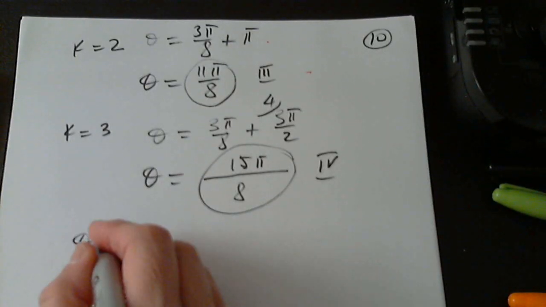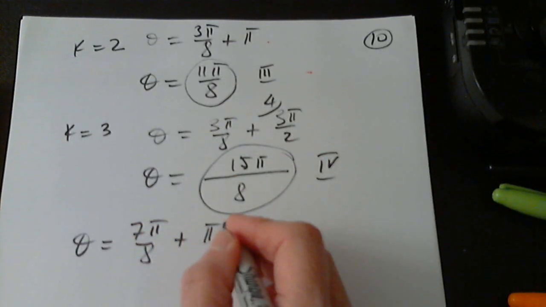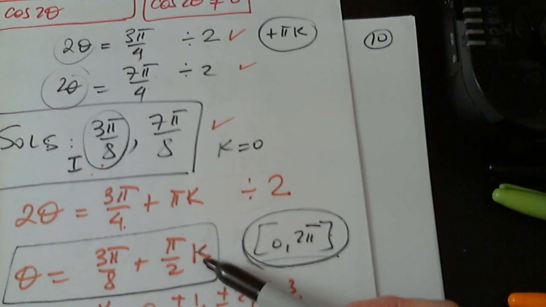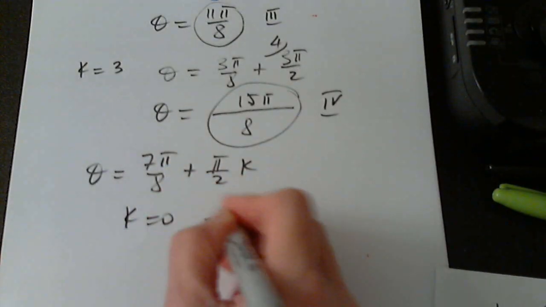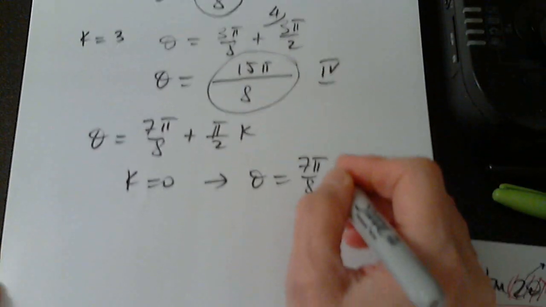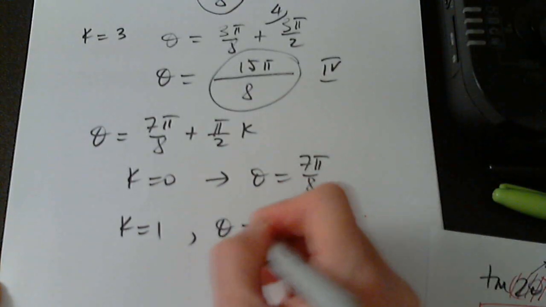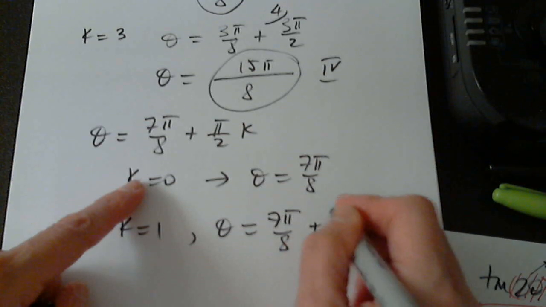Good. So theta equals 7 pi over 8 plus pi over 2 k. Now, the first solution with k equals 0 is indeed theta equals 7 pi over 8. Let's see what happens with k equals 1. Theta equals 7 pi over 8 plus pi over 2.